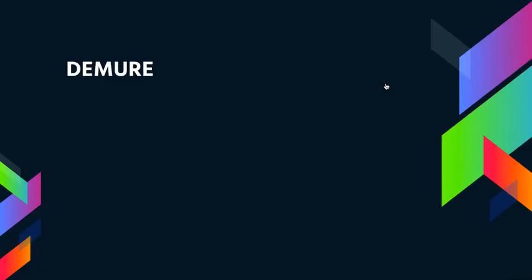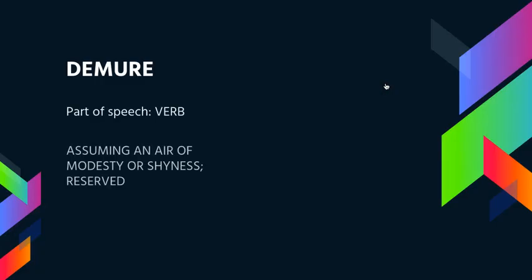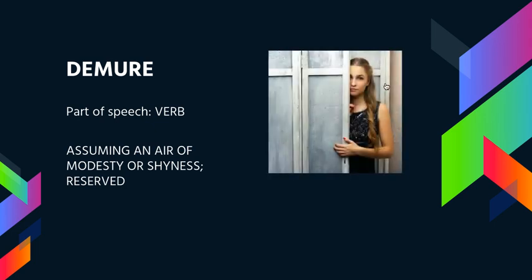Next word is demure. This is a verb. The definition is assuming an air of modesty or shyness, reserved. So here's a picture of a girl who's standing behind that door there, and she's just looking kind of shy. Also, when a person is being described as demure, how they dress, how they wear their hair, how they look, can be some more examples of a person who is demure.